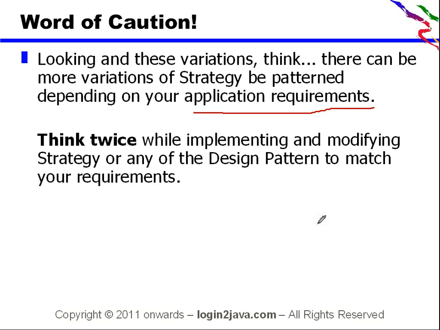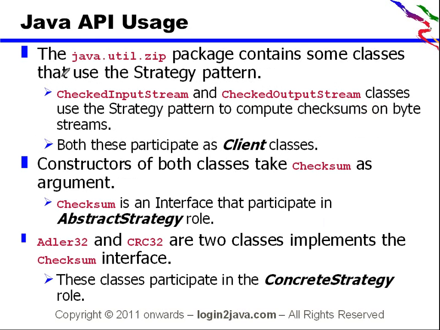Now let's see a Java API example for strategy. The Java util.zip package contains some classes that use the strategy pattern. There are basically two classes, CheckedInputStream and CheckedOutputStream. These classes actually use the strategy pattern to compute the checksum on a byte stream. Both of these participate as client classes in the strategy pattern in Java util.zip.